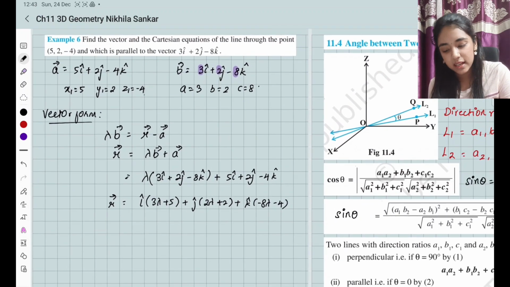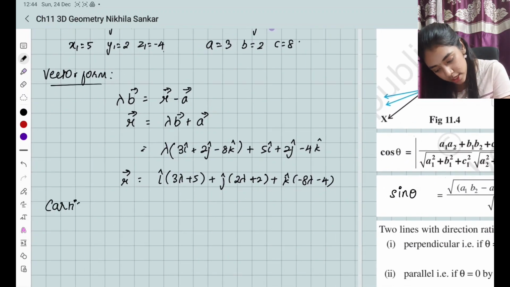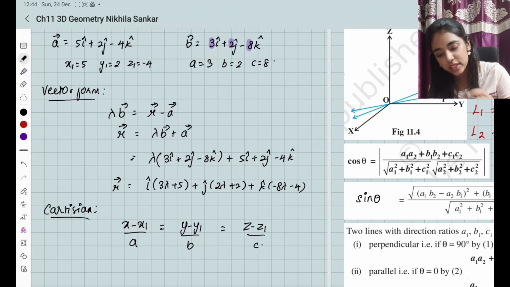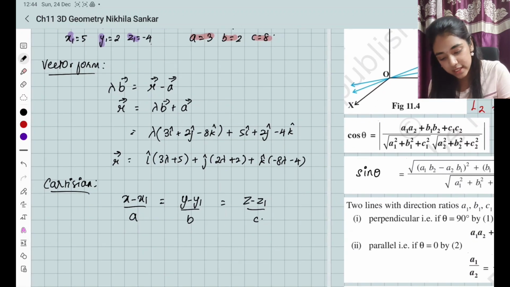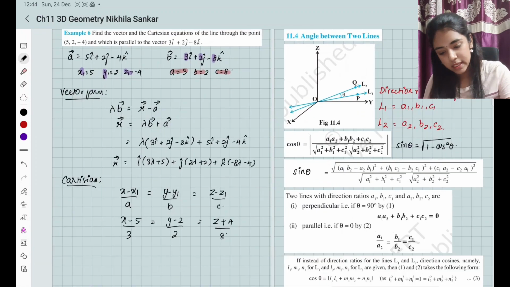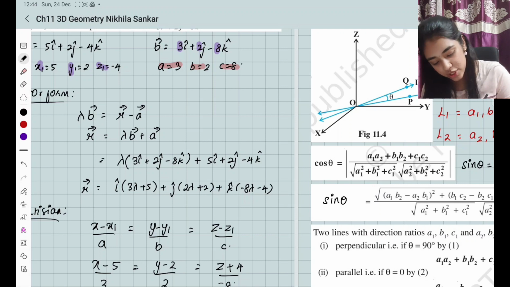Okay. இப்போ இதே என்ன கேக்குறாங்க? Cartesian equation கேக்குறாங்க. So, Cartesian என்ன பார்த்தோம்? So, Cartesian form is going to be x minus x1 divided by a equals y minus y1 divided by b equals z minus z1 divided by c. புரியுதா? So, இந்த இடத்துல x, y, z already values தெரியும். So, I have x1, y1, z1 values are already there and a, b, c, the direction ratios are also already there. So, இதில value simple substitute பண்ணா, so x minus 5 divided by 3 equals y minus 2 divided by 2 equals z minus of minus 4 is z plus 4 divided by minus 8. C is going to be minus 8. Okay, in that pay attention. C is going to be minus 8. Okay, please copy.